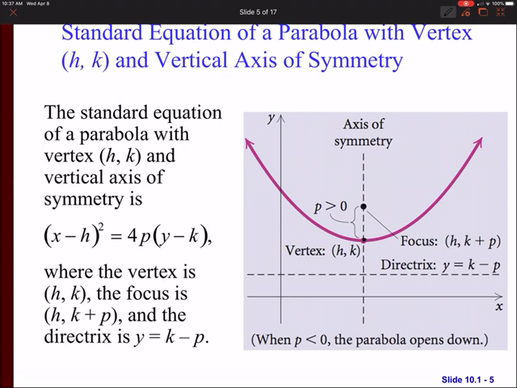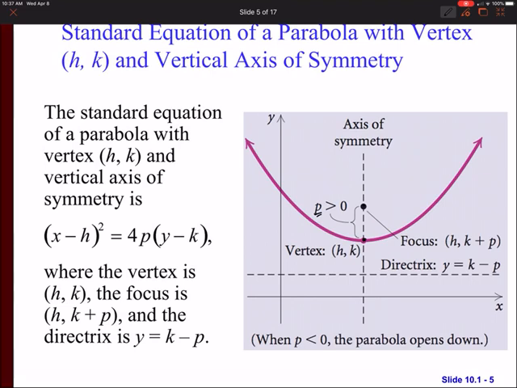This is what we call the focus. And to measure that distance from the vertex to the focus, we're going to use the value of p. So p will be that distance traveled from the vertex to the focus. If we went to the focus, we went out p units vertically. So we added p to the y coordinate. So you can see the focus is (h, k plus p).